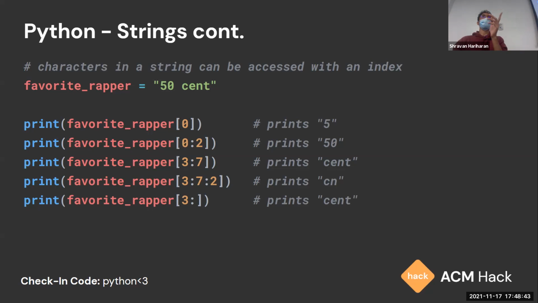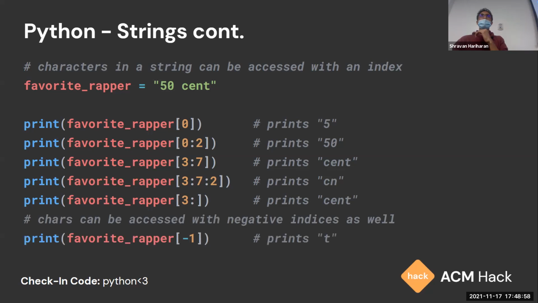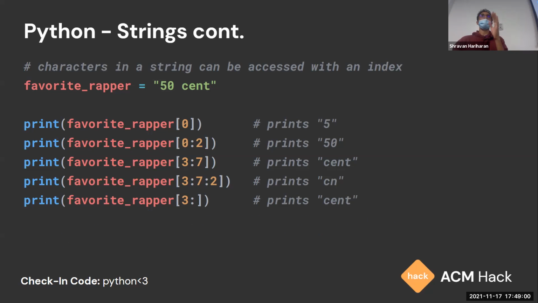If we want to go from a start character to the end, we can just omit the second number and just do 3 colon, and that would also print cent because it just goes to the end. And we can do that the other way around too. If we want to go from the start up to an element, colon 2 would result in 50, if we do print favorite wrapper of colon 2.